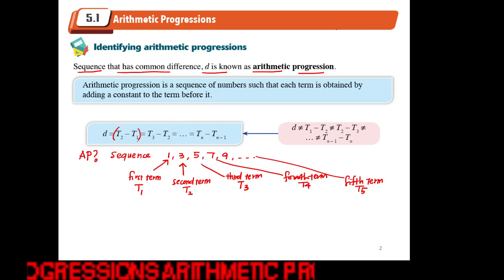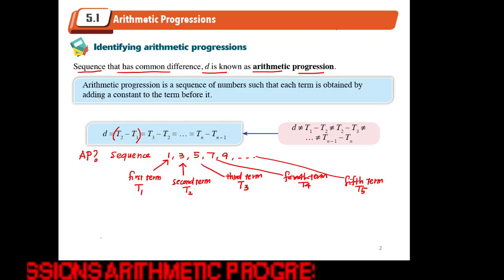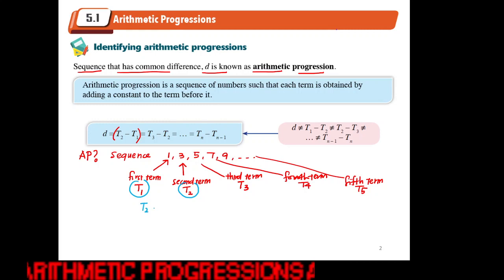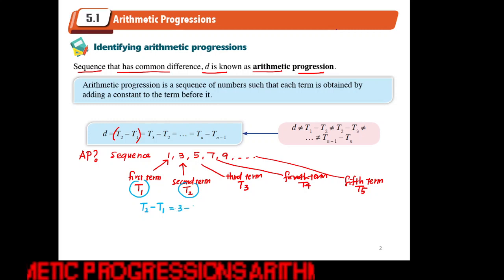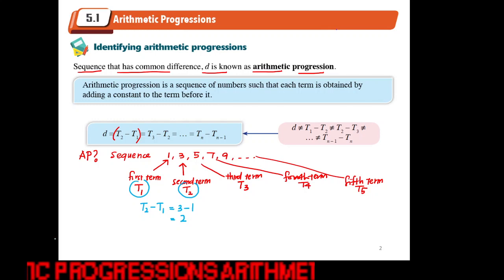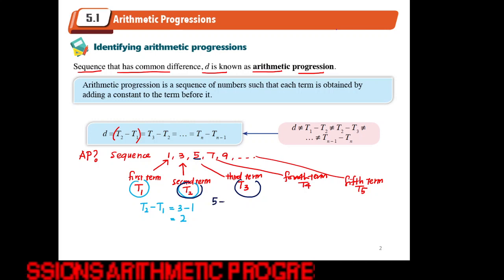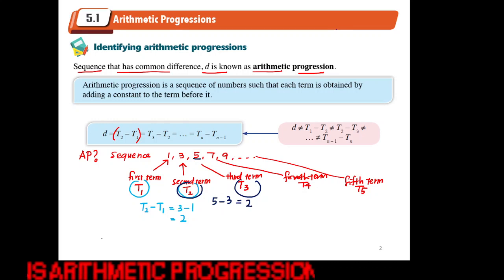two subsequent terms. Okay, so let's check the first one. The first subsequent pair here will be term 1 and term 2. The difference between the second term and the first term is 3 minus 1, which is equivalent to 2. Now let us proceed to the next one, the second and the third term. The value of the third term here is 5. The value of the second term is 3. So 5 minus 3 is again equal to 2.